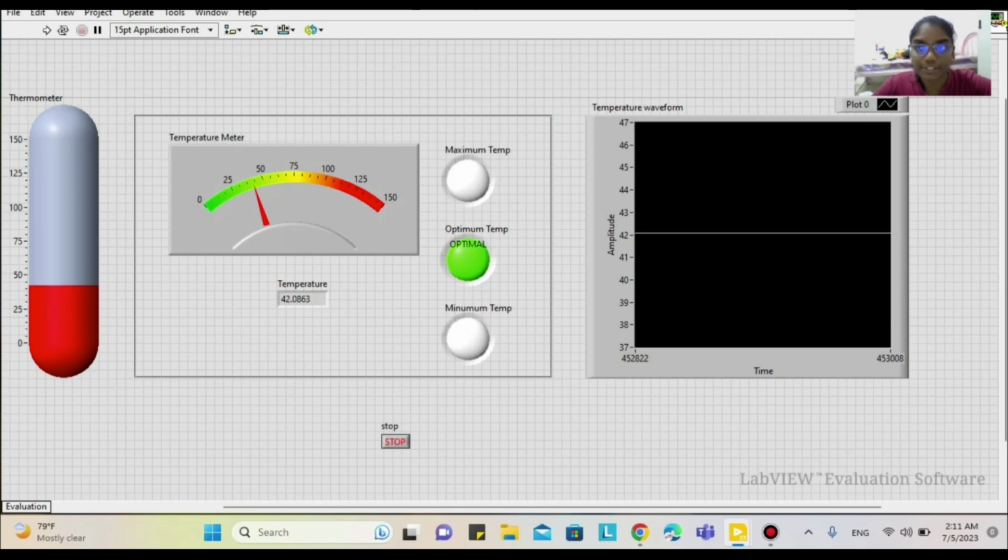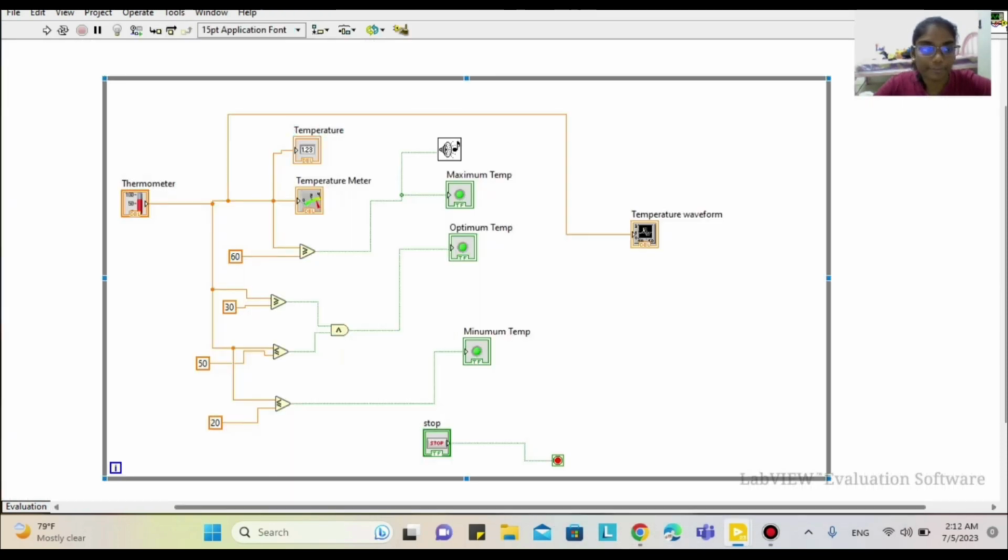So I'm going to explain assignment 2, which is based on LabVIEW. We have developed temperature sensing and monitoring. Here is the thermometer, the temperature meter, the maximum temperature, optimal temperature and minimum temperature indicators, and here is the waveform. This is the block diagram for it.